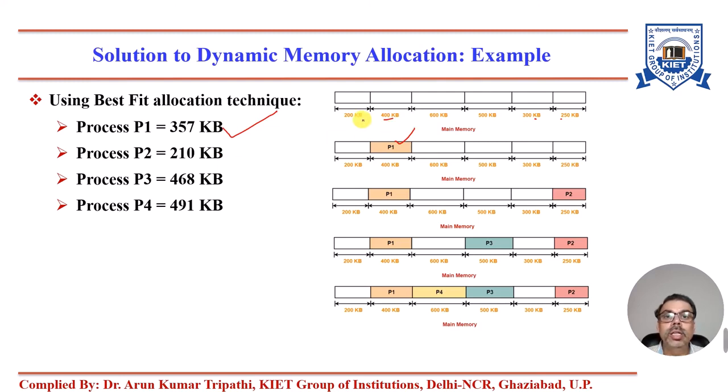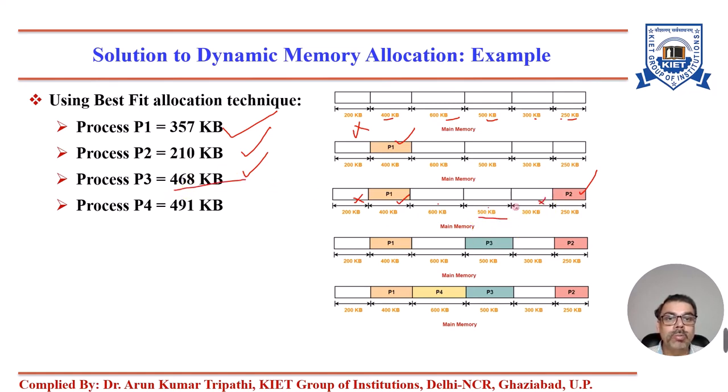Then 210, it can't be accommodated in this. This is larger, this is still larger, this is the least. So we will allocate the 210 KB process into the 250 KB. Then comes 468, and it will search for a sufficiently large space. This one is already occupied. This is the 600, this is the 500. Yes, 600 is more than 500. So its size is 468 and the size here is 500.